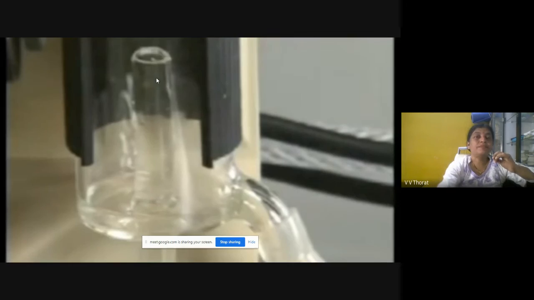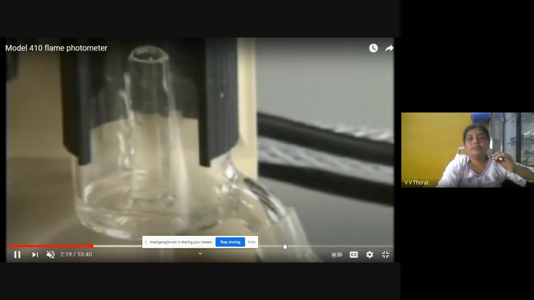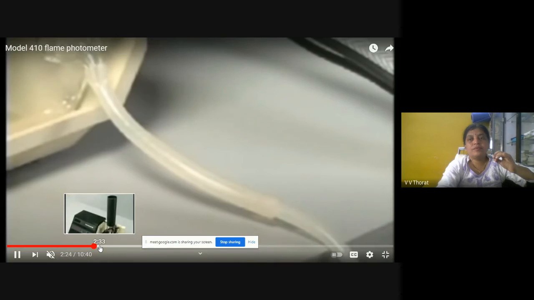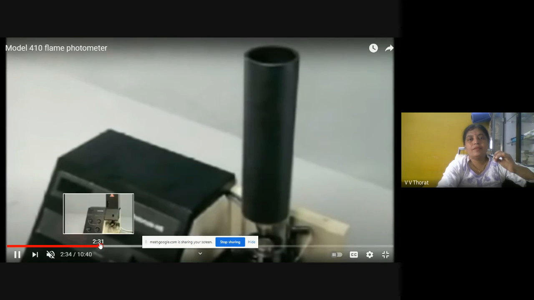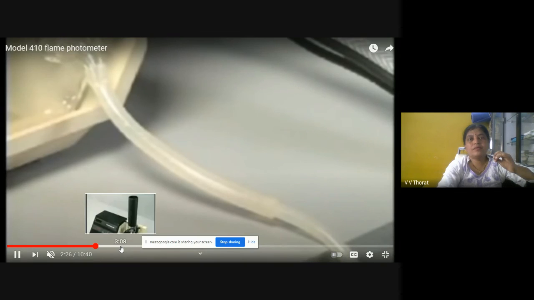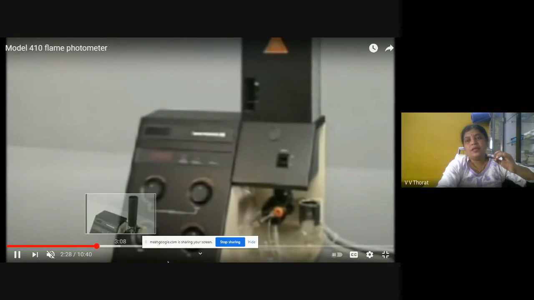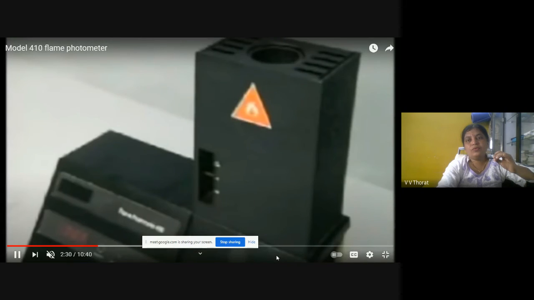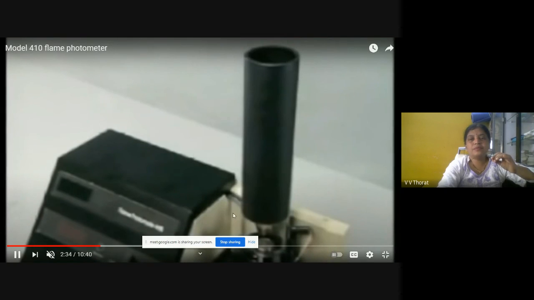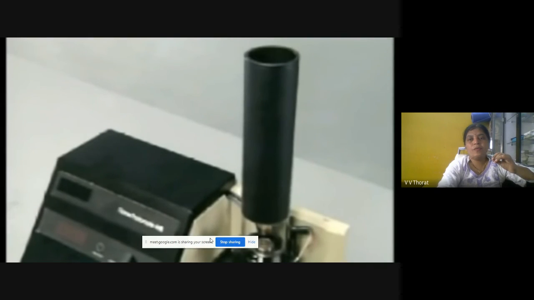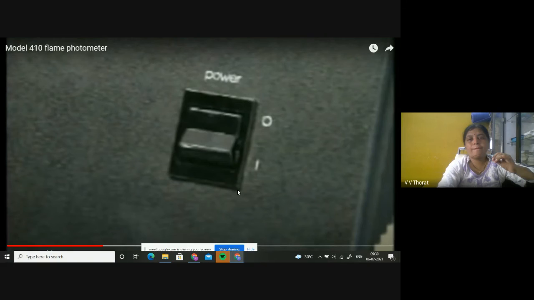अभी क्या होगा फ्लेम में? What they are showing over here. Should I go ahead? Wait. Sorry. Wait. So the sample it will go through the center tube. Here there is a burner, gas burner. See, they will show you now. I think we went ahead.